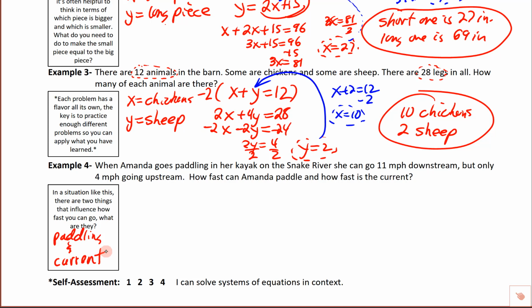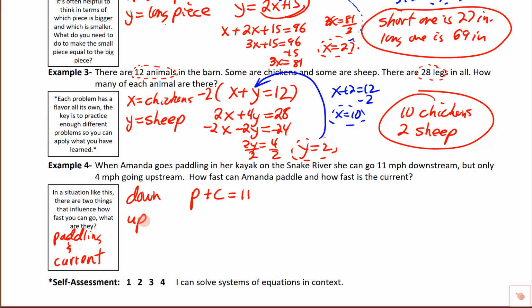And it's going to be important to write these down in the correct order. Now, when she goes paddling in her kayak, she can go 11 miles per hour downstream. So downstream, and I'm going to write that here, here's what's happening. She's paddling, and then the current, stop and think, is that helping her speed, or is that slowing her down a little bit? Well, when you go downstream, you're going with the current, so we'd actually add the current here, and she can go 11 miles per hour.